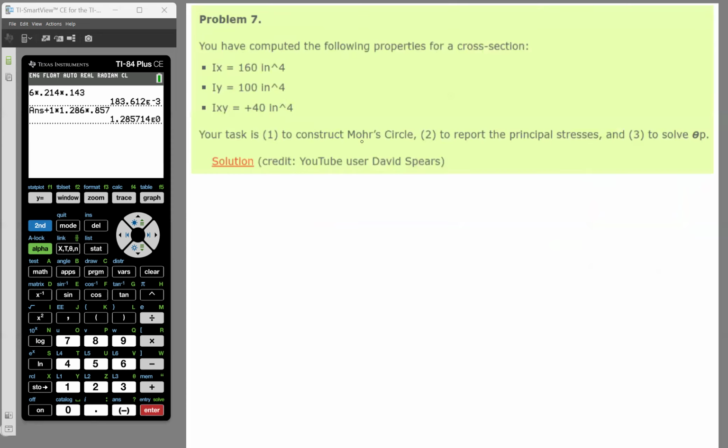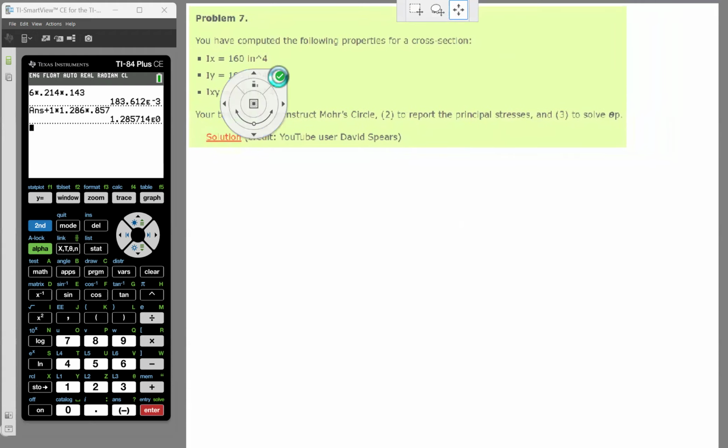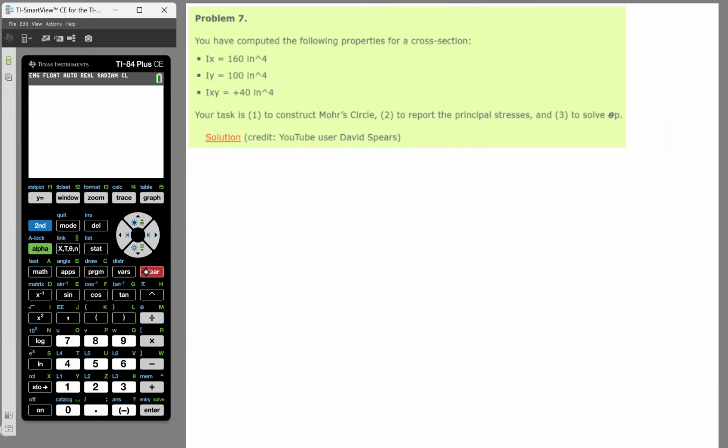Problem 7, and this is a Mohr circle problem. There is a solution by another professor, but we'll do our own here. All right, so Mohr circle for moment of inertia. We have two different axes.